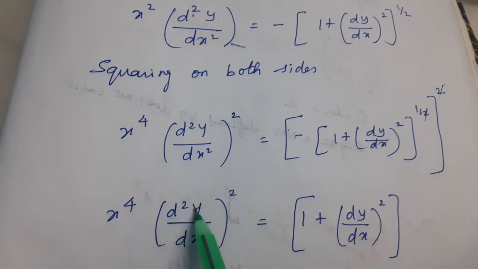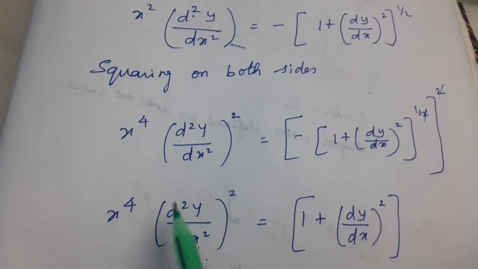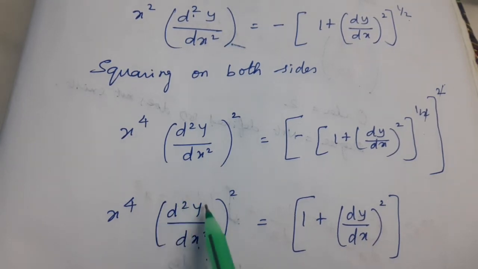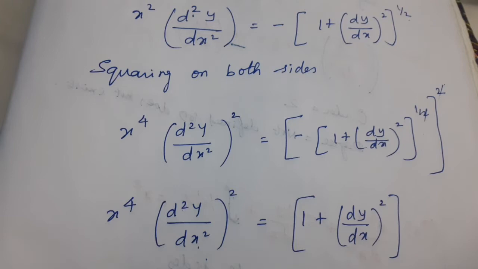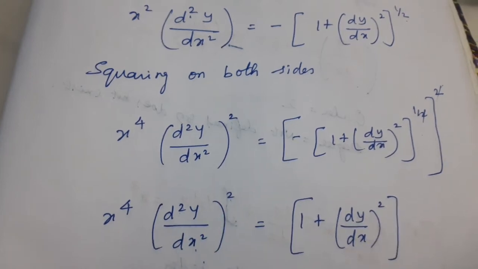What is the second order derivative? This is dy by dx, first order derivative, that is the order. Here d square y by dx square is nothing but the second order derivative. That is, order is 2. The power is the degree. Order is 2, degree also 2.